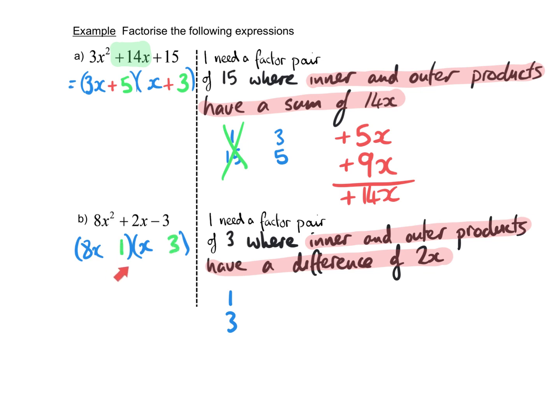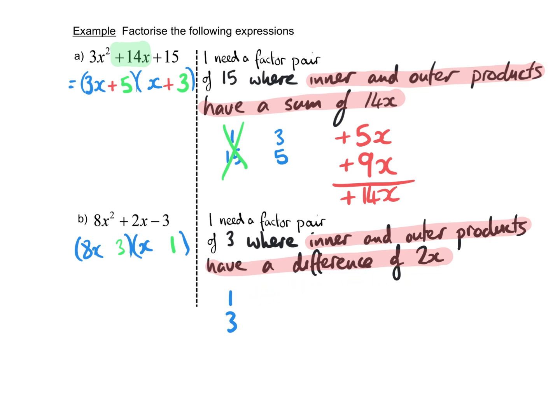So our inner product is 1x, our outer product is 24x. Do the inner and outer product have a difference of 2? 1 and 24 don't have a difference of 2, so that's wrong. So we can rub these out and try it the other way around. This time we'll put the 3 in here and the 1 in here. And again, inner product 3x, outer product is 8x. So 3x and 8x, again, they do not have a difference of 2x.